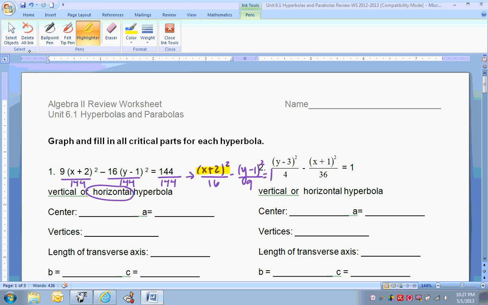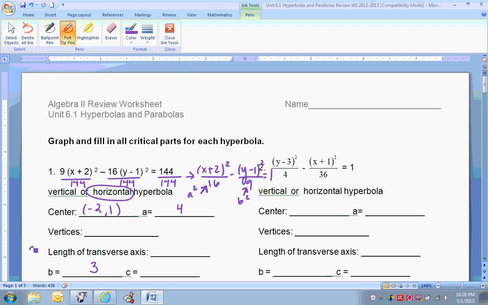Now, my center is at -2, +1. Because remember, our x value, it's x minus h and y minus k. So this became a positive, so the x value has to be -2 and the y value has to be +1. Now the 16 is my a squared and the 9 is my b squared. So a is going to be 4 and b is going to be 3.